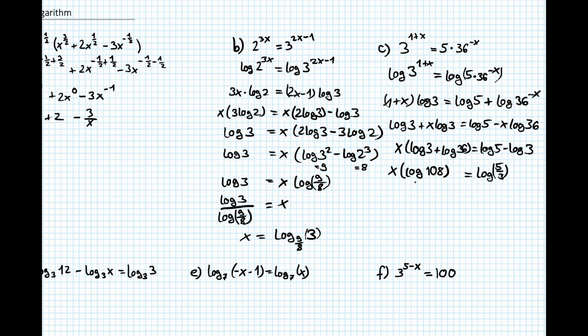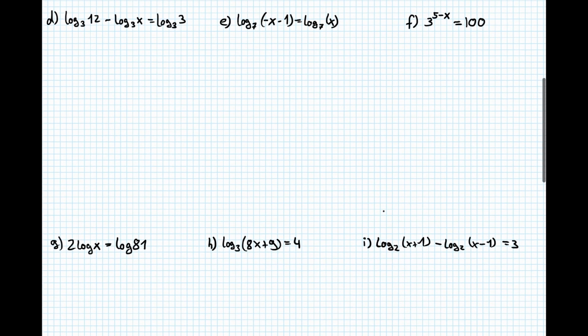Okay, now we can divide the whole expression by log 108 to get x on one side. That will be log 5/3 divided by log 108. And if you want, you can rewrite this using the 7th log law as the logarithm to the base 108 of 5/3. Alright, that's your final answer. If you want, you can of course also use the calculator to find the decimal.